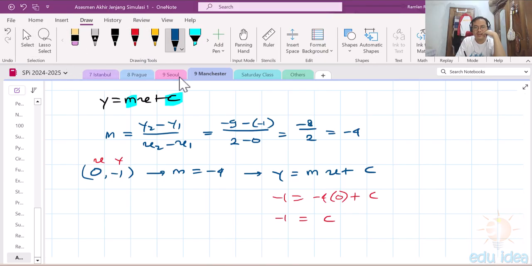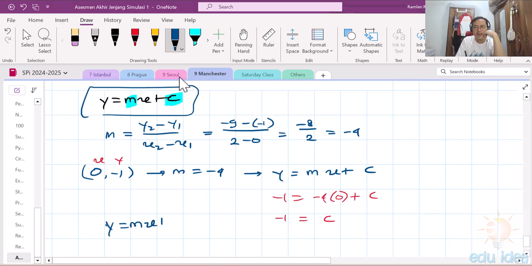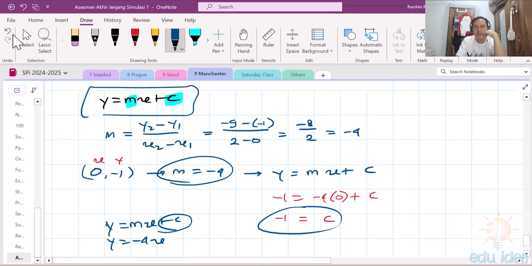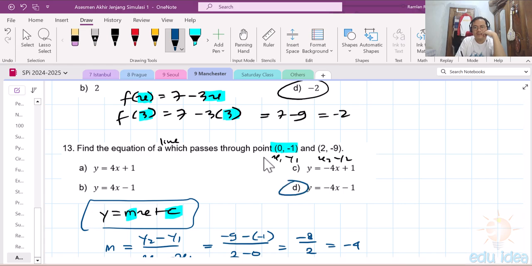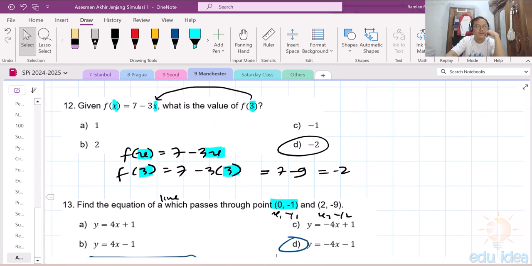So the final answer for this question, because again it is in the form of y equals mx plus c, and since we know that the gradient is negative 4, that will be y equals negative 4x, and we know that c is negative 1, so that will be negative 4x minus 1. Okay, so that is going to be just b. Okay, let's go to number 14.